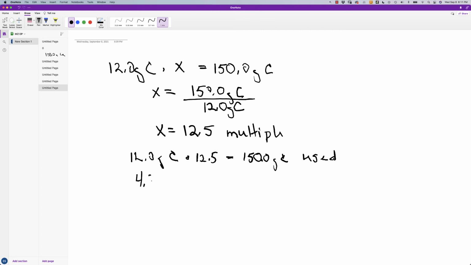We had 4.00 grams of hydrogen in our first reaction. Multiply that by our multiple, 12.5. That gives us 50 grams of hydrogen used. We have three significant figures, so that would actually be 50.0 grams. Let me rewrite that so it doesn't look so ugly.